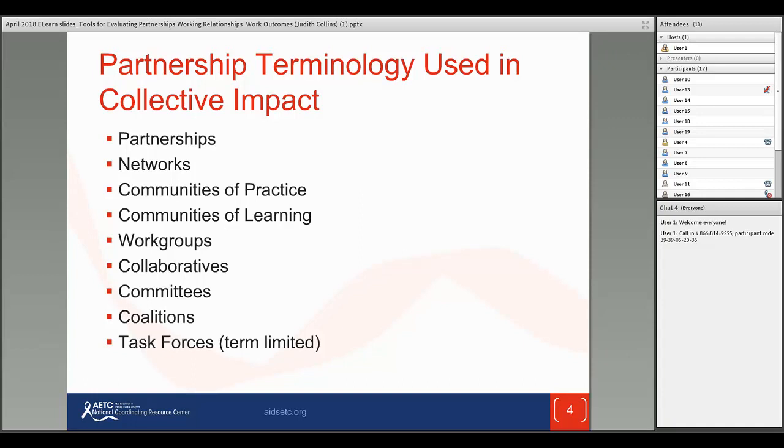I just wanted to start out by talking a little bit about the terminology that we use in partnerships, because I know it can get very confusing at times. We're certainly referring to partnerships on this call in the context of collective impact, but just know that partnerships can also be known as networks, communities of practice, communities of learning, communities of practice and learning, work groups, collaboratives, committees, coalitions, and even task forces, although task forces are term limited. Once a specific activity or an outcome is accomplished, then the task force will typically disband. Many of these terms are very interchangeable, and it can get confusing, so I just wanted to open with all of the terminology, which is interchangeable.